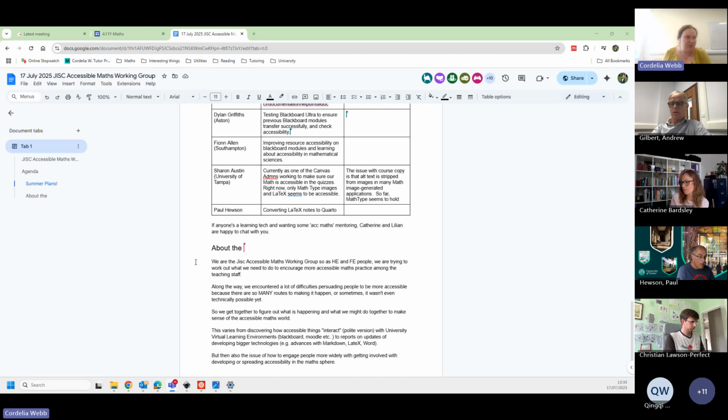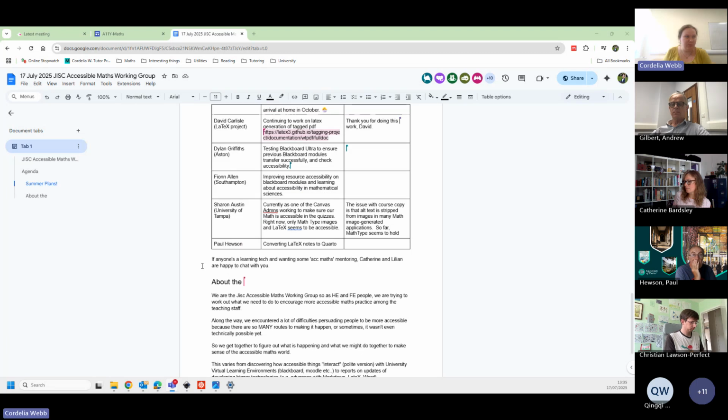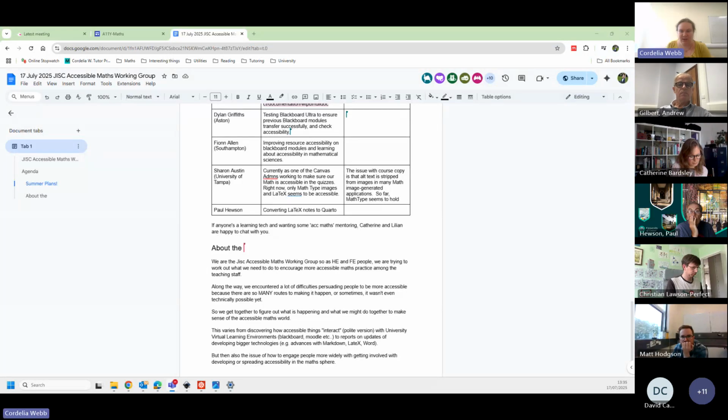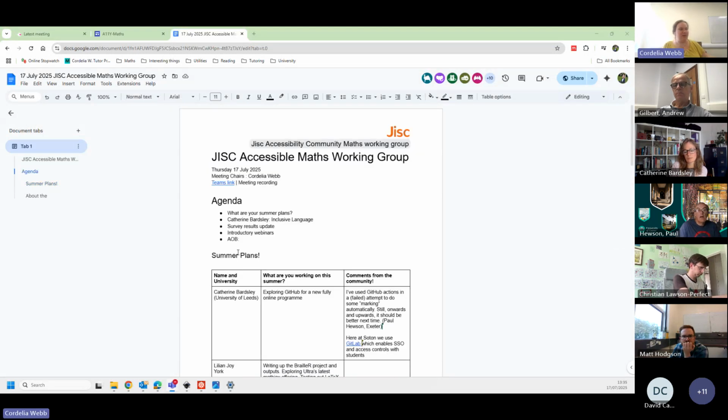Excellent. And then Sharon's using Canvas to make maths accessible there, and Quarto, so yes, using lots of different tools. Does anyone have anything else they want to add to anything there? Okay, in which case I'm going to hand over briefly to Catherine with a project she wanted to bring up here. So off you go, Catherine.